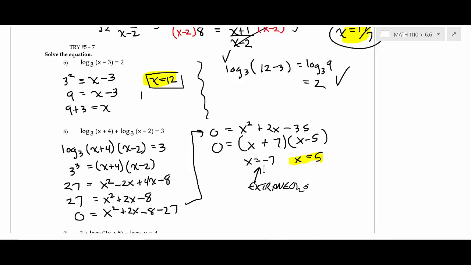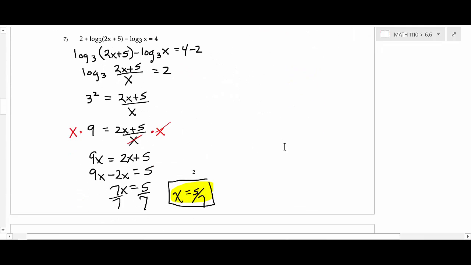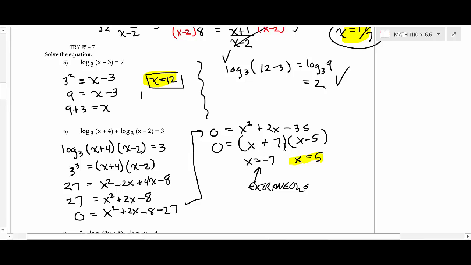Has anybody got 7? An answer? I got a fraction. I got 5/7. You got what? 5/7. I can't remember what I got. Yeah, I got 5/7 too. Okay, good. Let me look at the 5 and 6. Do you guys have any questions about 5 and 6 before I look at number 7? Does that look okay? Okay.